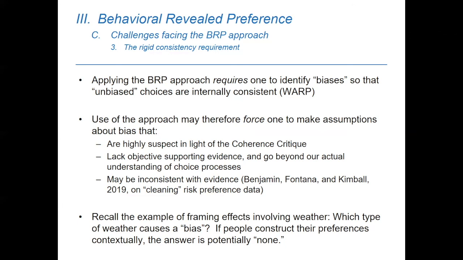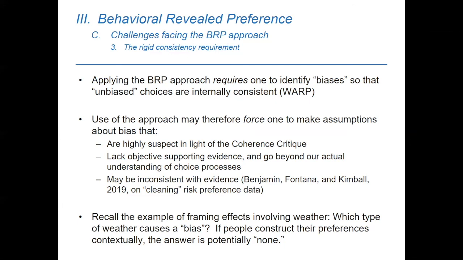Remember the example of choices depending upon the weather. Are we really going to feel comfortable declaring that sunshine creates bias or that rain creates bias? Second, you may have to make assumptions about bias that lack objective supporting evidence and that go beyond your understanding of choice processes. And finally, you may even have to make assumptions that are inconsistent with the evidence. And I give the example here of this paper by Benjamin, Fontana, and Kimball, which tries to elicit true risk preferences by cleaning risk preference data, by trying to get people to respond to their inconsistencies in ways that tell the analyst which choices are the right ones and which ones are the wrong ones. And even after their cleaning process, a lot of inconsistencies still remain. So what do we do with those? Do we just assume those away?